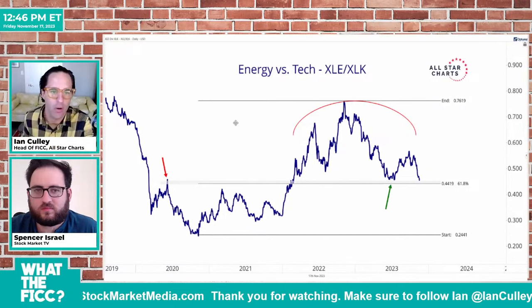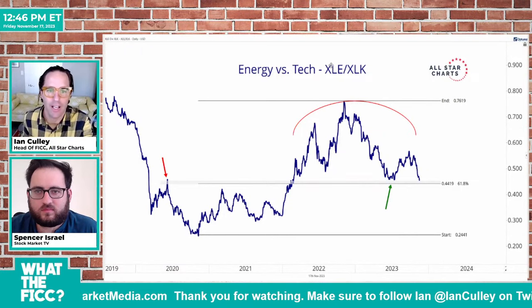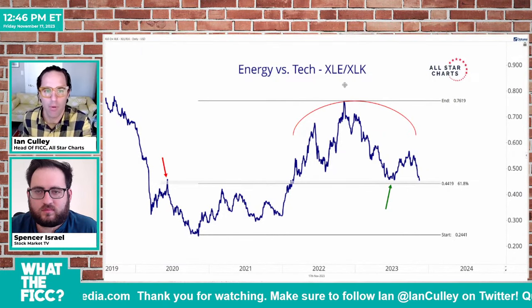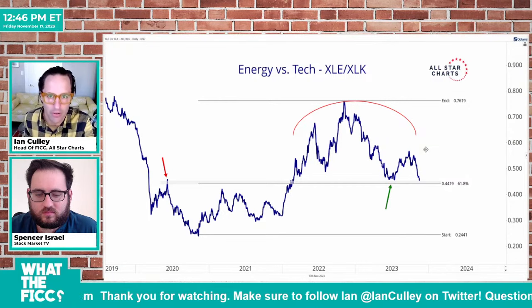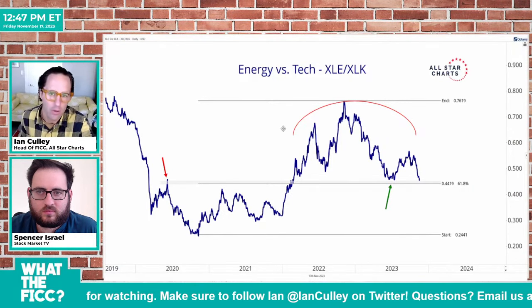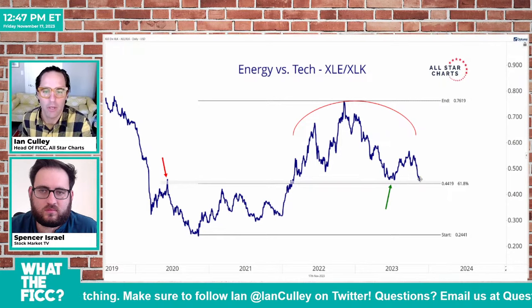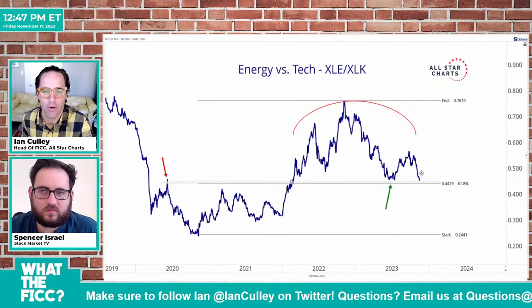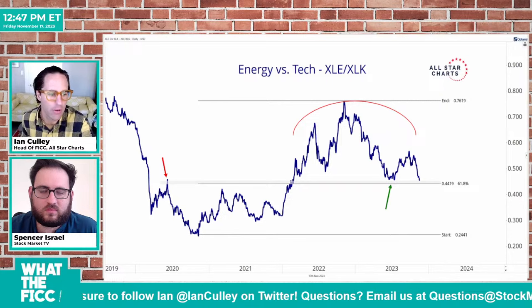To see the losing side of a ratio like this remain resilient is important, and that's what we're seeing. That's the thing: this ratio could roll over, and both energy and tech could be falling, and vice versa. So this is just more, again, about where is our money being treated the best, and where are investors moving their money to?